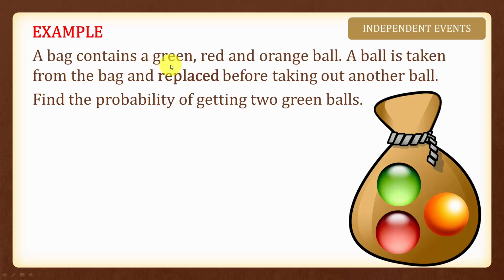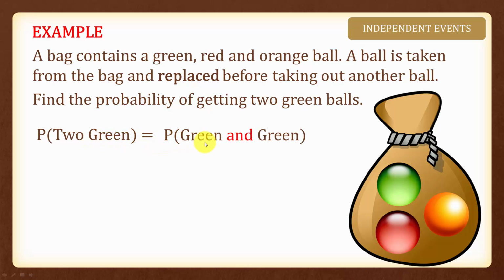Here we have a bag containing a green, red, and orange ball. A ball is taken from the bag at random and replaced before taking out another ball. Find the probability of getting two green balls. The probability of getting two greens is the probability of getting a green and another green. In this case, the first ball is replaced before getting another ball. And we have learned earlier that this is equal to the probability of getting a green times the probability of getting a green.